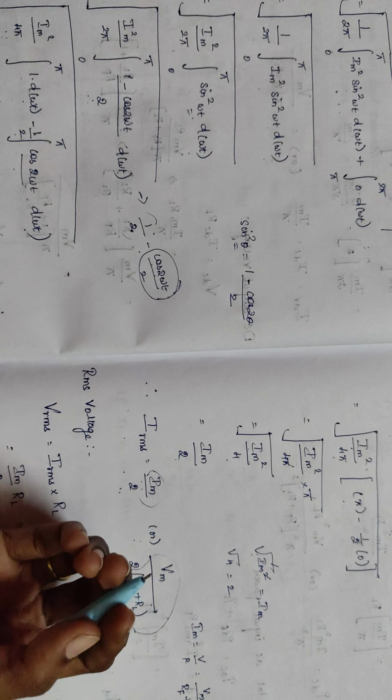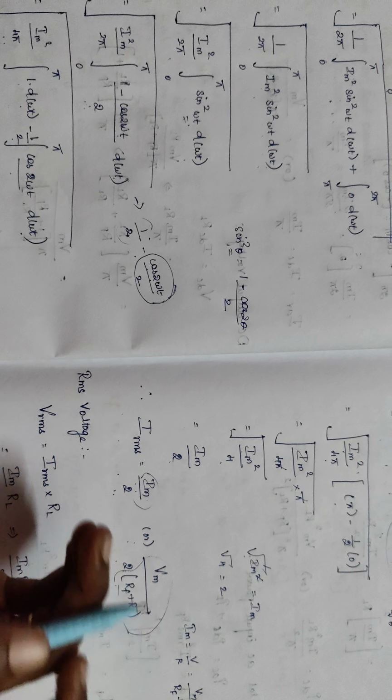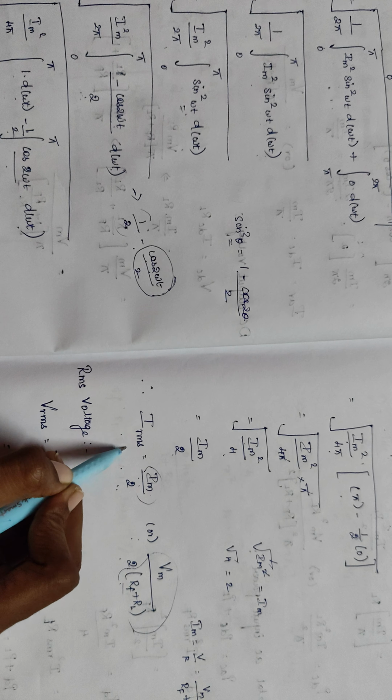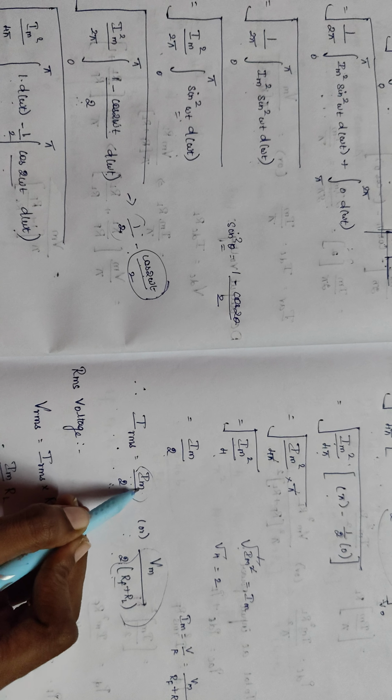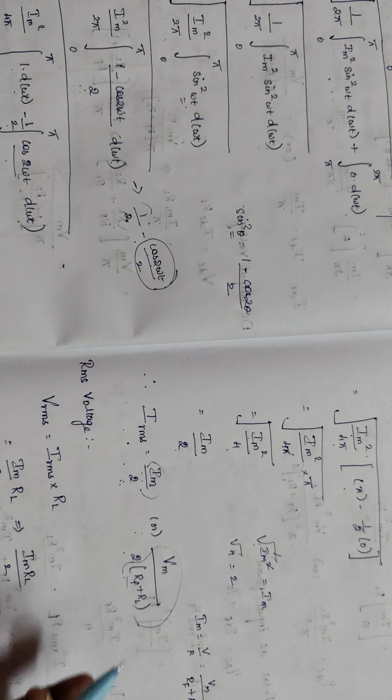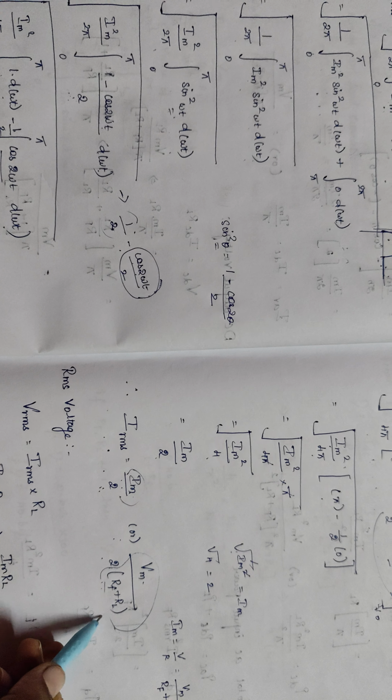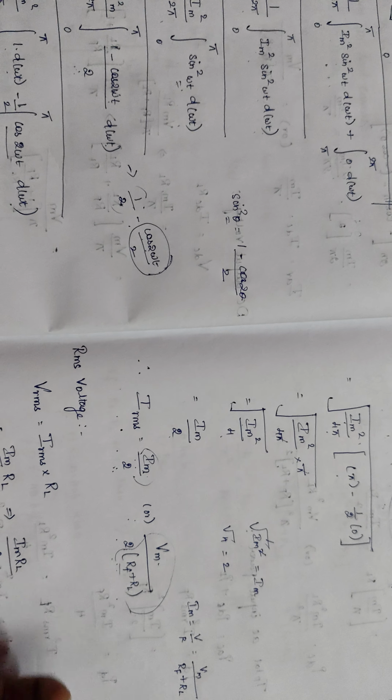In numerical problems, if they ask you to find the IRMS for a half wave rectifier, you can get the values. If you have an Im value, you can use this formula. If you have Vm, Rf and RL, you can use this formula. Okay, thank you.